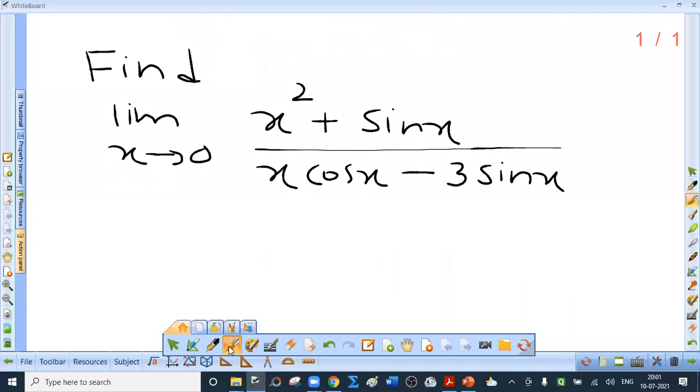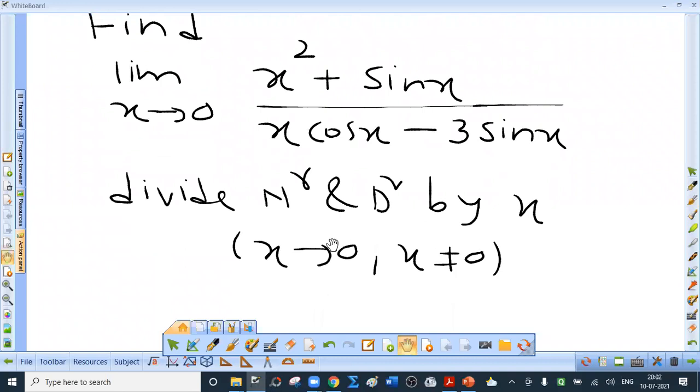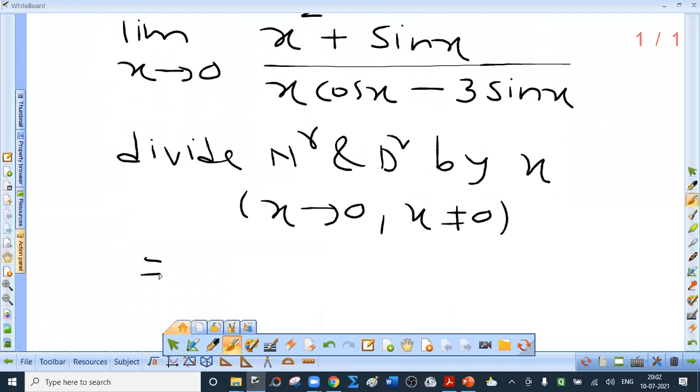So what we do is divide numerator and denominator by x. Is this allowed? Yes. Why? Because x only tends to 0 and x is not equal to 0. Okay. So this is nothing but limit x tends to 0. You have to divide each term. So x upon x is 1 in the numerator.